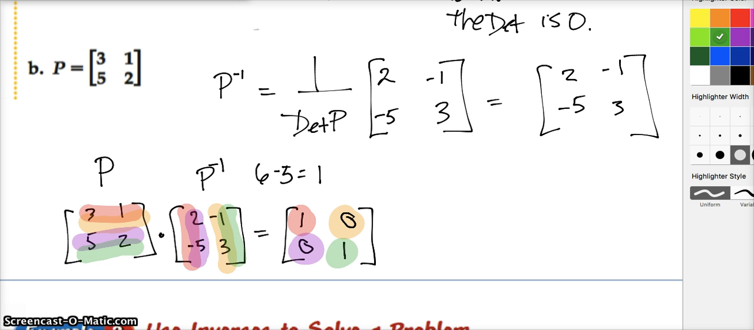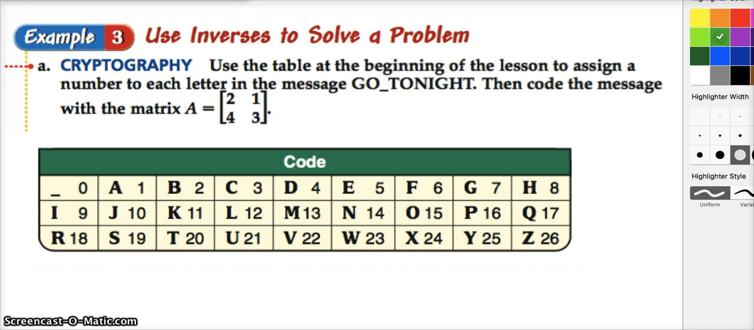All right, let's look at our last example. So this example shows how cryptography, which is like the study of encoding, making codes, which is really important these days because people are always online and your private information needs to be coded. Anyway, this is an example of a type of coding that people did at one time. So use the table at the beginning of the lesson to assign a number to each letter in the message "Go tonight." Then code the message with the matrix 2, 1, 4, 3.